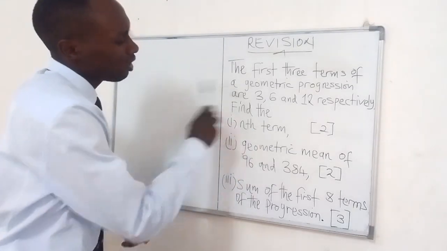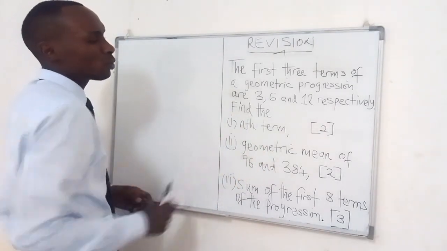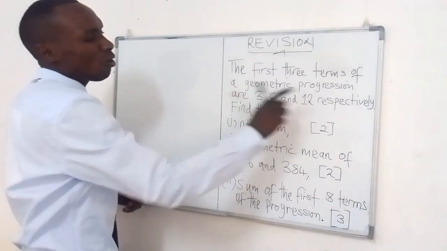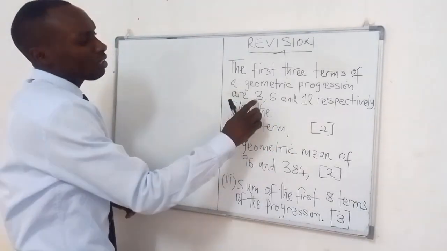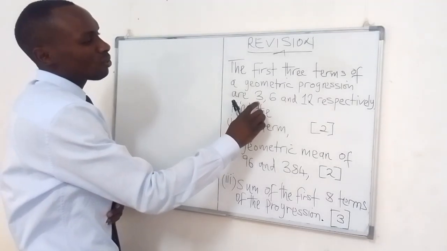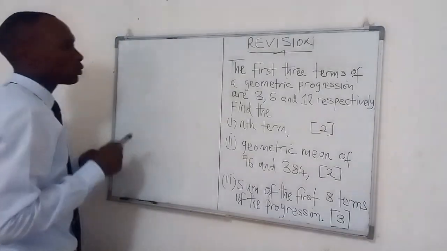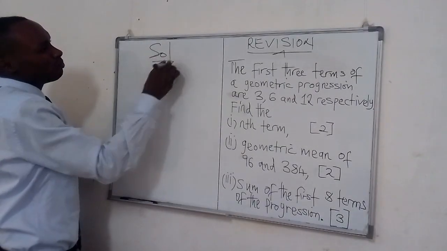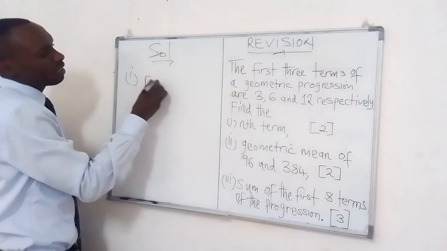So to start with, the first part: find the nth term. To get the nth term of the geometric progression we've been given, where the first 3 terms are 3, 6 and 12, first of all we get the common ratio. So for part (i), we'll start with getting the common ratio.